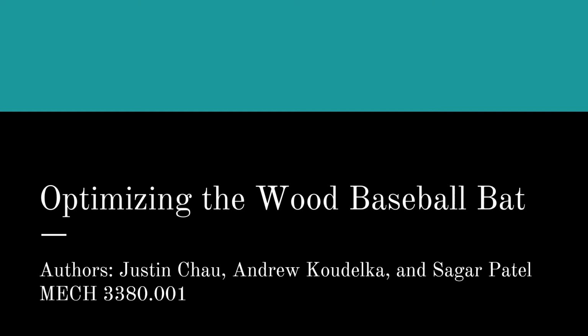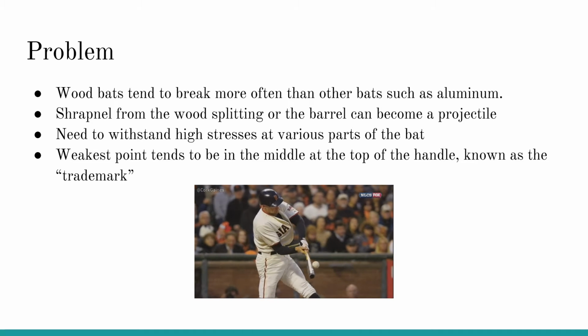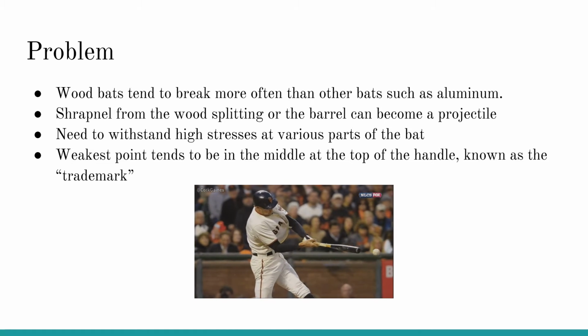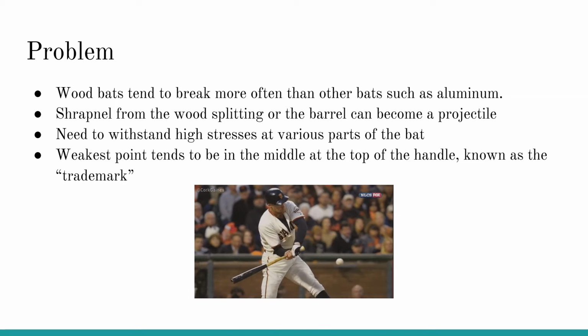In this presentation, our group will be presenting our Fall 2020 Computer Design and Analysis project, which will be focused on the optimization of an MLB legal wooden baseball bat. The issue we are trying to address with our project is the structural integrity of wooden bats. Wooden bats are far outpaced by their aluminum counterparts in terms of reliability.